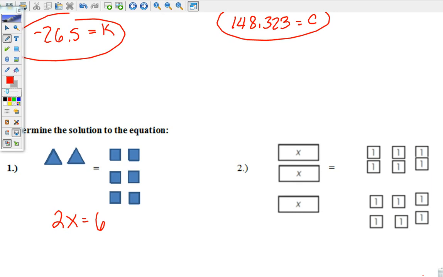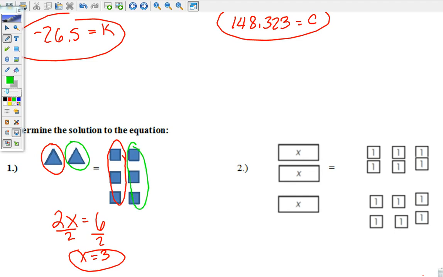Okay, so you could solve that equation by dividing, and what we would do is divide by 2, and what we get is x equals 3. But how will we do that with the pictures? Basically, what we want to do is figure out how many of these triangles, if we have 2 groups of triangles, how can we figure out how many squares there are? So if we group these together like this, we would have 1 triangle is equal to 3 squares.